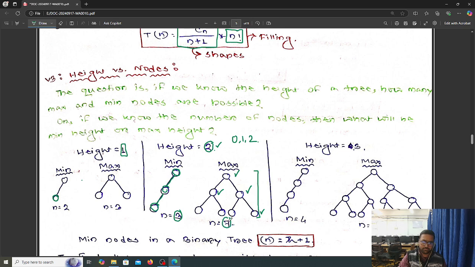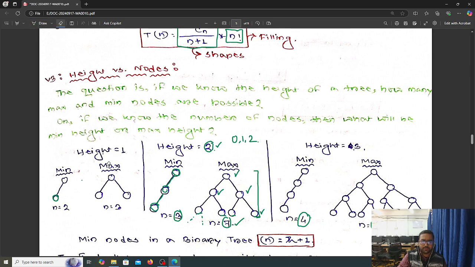Now what about 3? Let us take the left skew tree only. For height equal to 3, the minimum number of nodes is 4. What about the maximum nodes? We must take the left child and right child for each node at height equal to 2. That means here we are having 4 external nodes, so we must have 8 external nodes for the maximum number of nodes. So the total number of nodes should be 8 plus 7, 15, right? Now let us draw some conclusions.